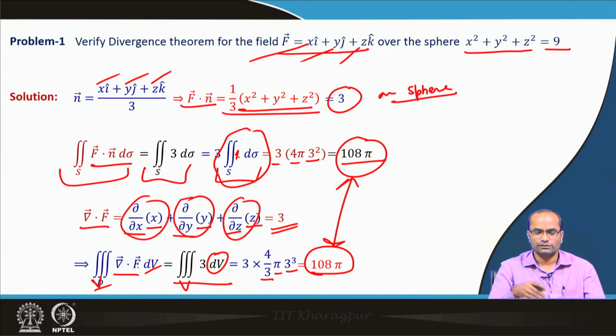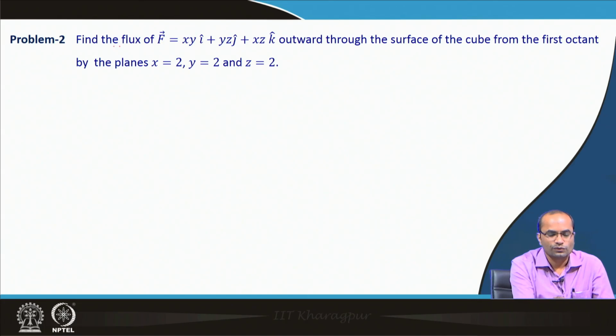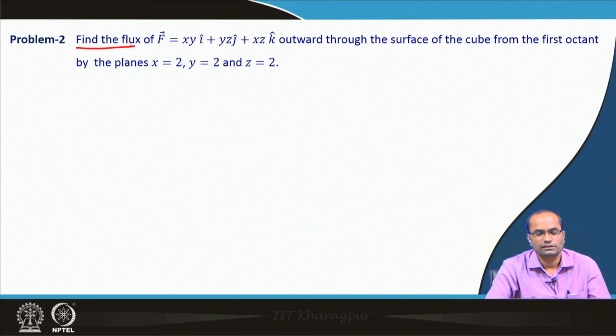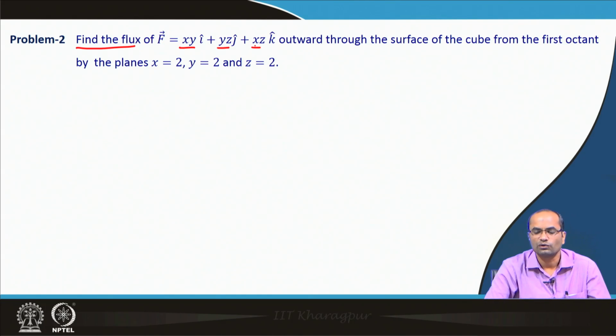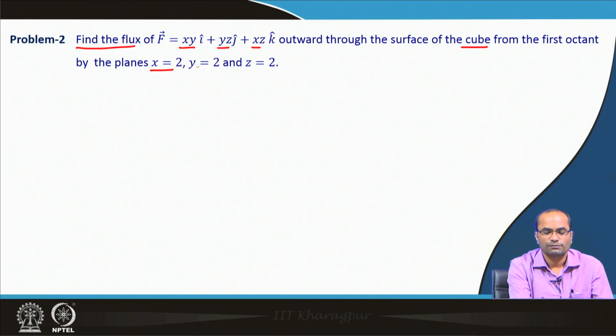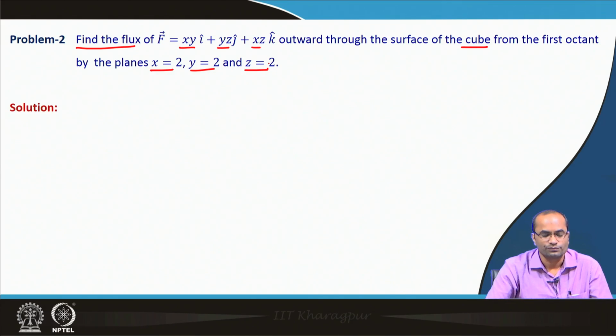We will consider some more problems to practice now. So, here the question is, find the flux where we have the components x y, y z and x z, outward through the surface, that means f dot n we are talking about, and the surface is given as the cube in the first octant, which is bounded by the planes x is equal to 2, y is equal to 2 and z is equal to 2.